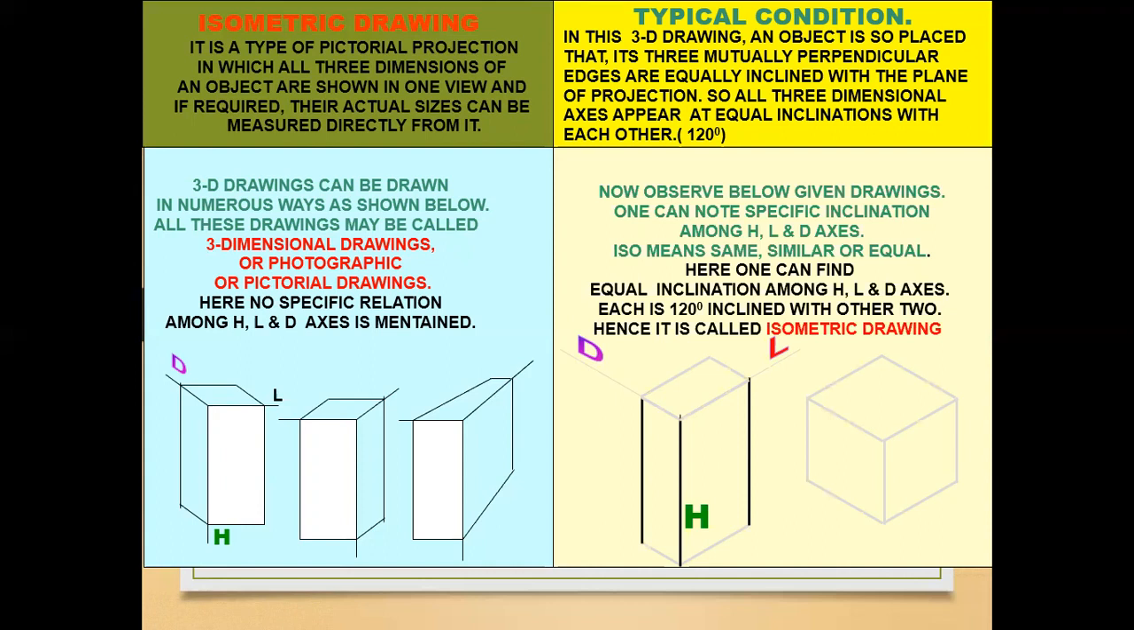Now observe the drawings given below. One can note specific inclinations among the H, L, D axes. Iso means same; the word isometric, iso means same, similar or equal. Here one can find equal inclinations among the H, L and D axes. These axes have equal inclination, collectively 120 degrees.